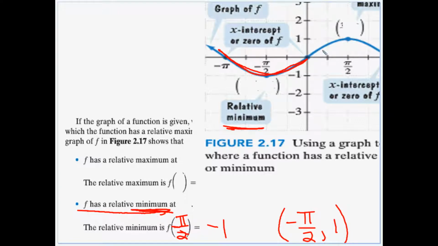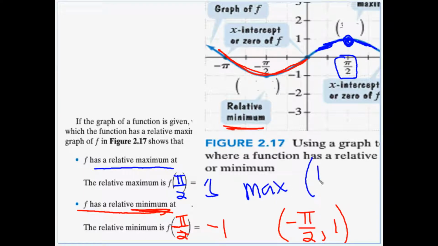I'll switch over to blue ink here on the graph. Now we're up here and we're crossing this peak. So we have a peak here. That's our relative max. There we go. A relative max at, well, let's find the point. The x value that made it happen is here, positive pi over 2. And our output value, that height, is 1 on the y-axis. So we could say there's a max at pi over 2 comma 1.